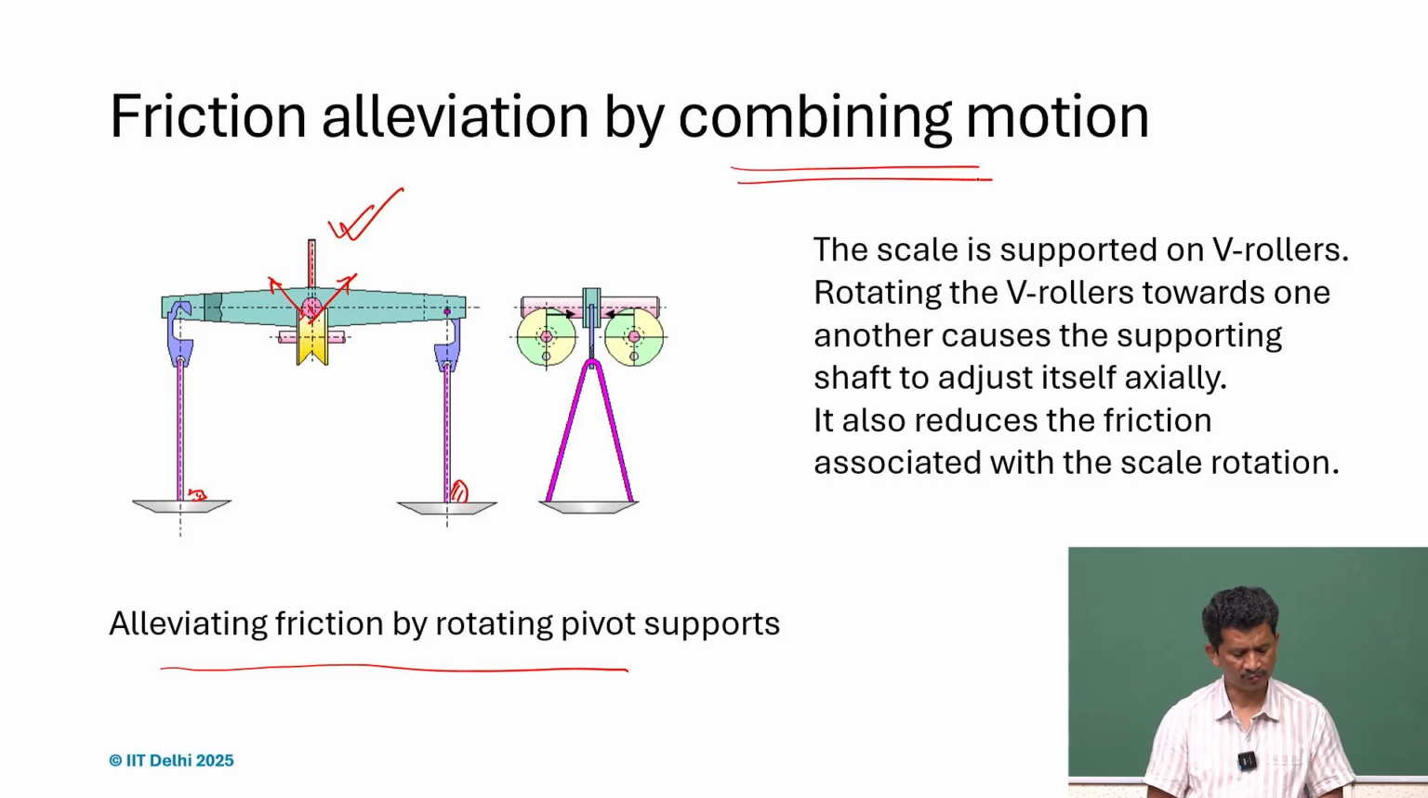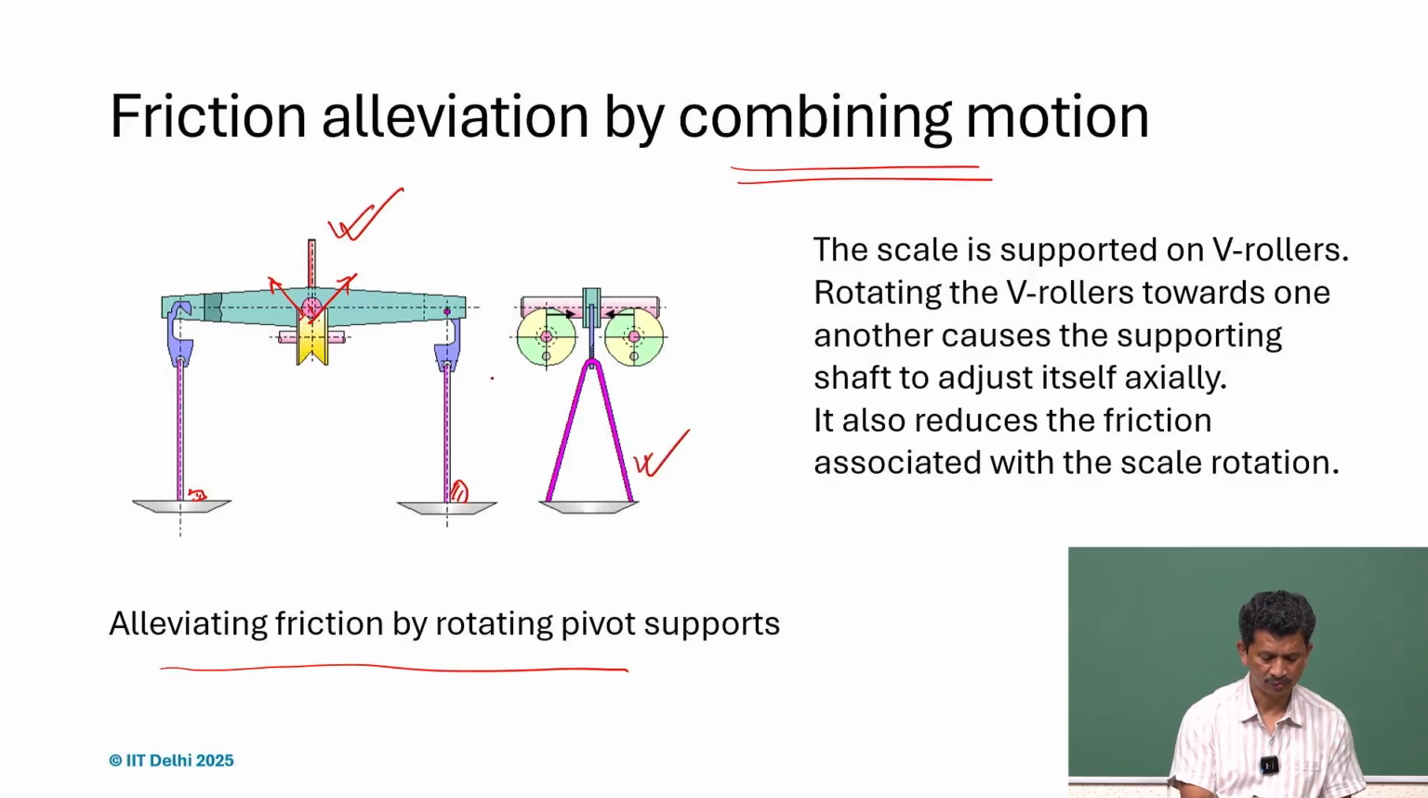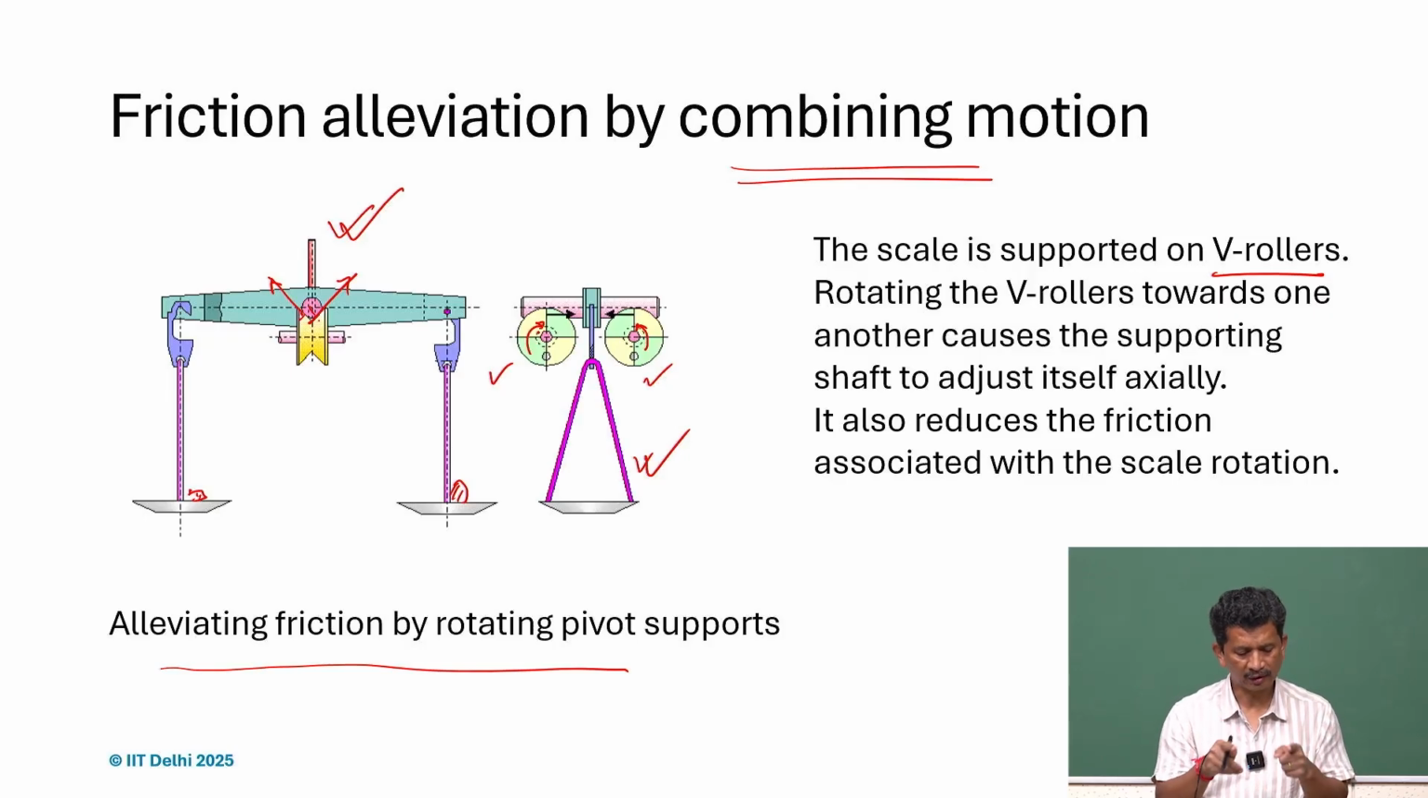So here that's what has been done. A very nice design from Professor Sumer's book. And again, what you see here is the scale, which is now supported on these two V rollers, and they are rotating in opposite directions. So it's rotating like this. You see here as well.